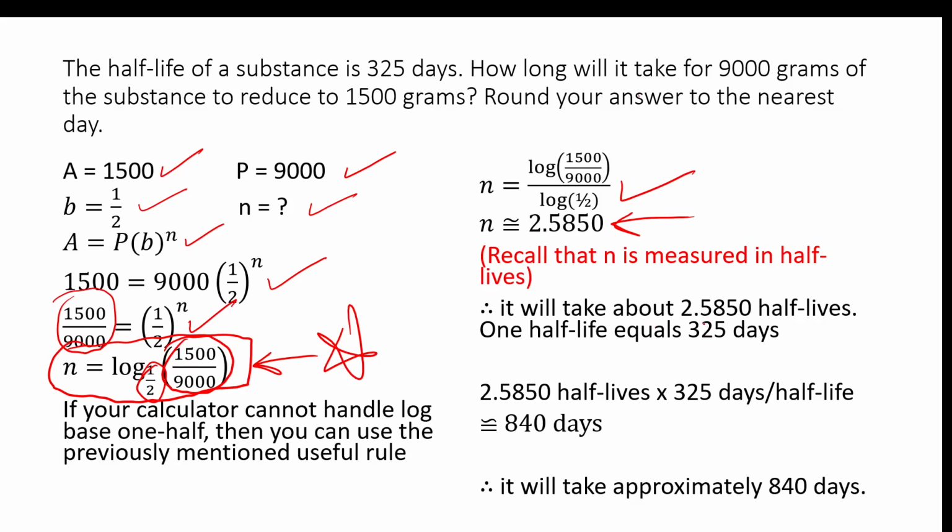Okay, now one half-life is roughly 325 days. So we have 2.5850 half-lives times 325 days in a half-life. When you multiply that out, it's roughly 840 days. And we can say it'll take approximately 840 days for that drama to conclude.